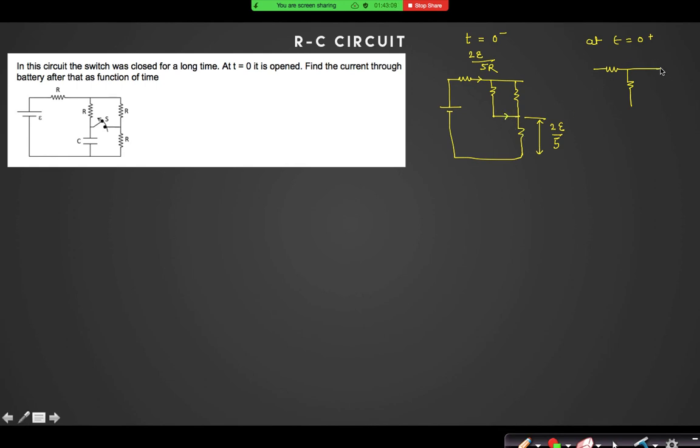But I am talking about t equal to 0 plus, when I just open that switch. Now can I say that my circuit will look like this? Can you see this is my circuit at t equal to 0 plus?